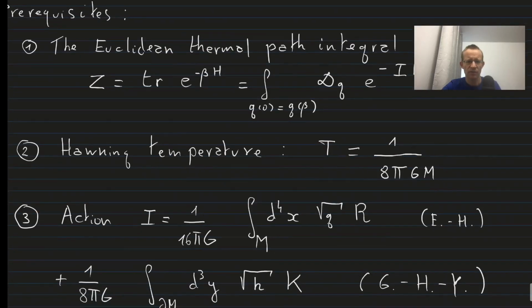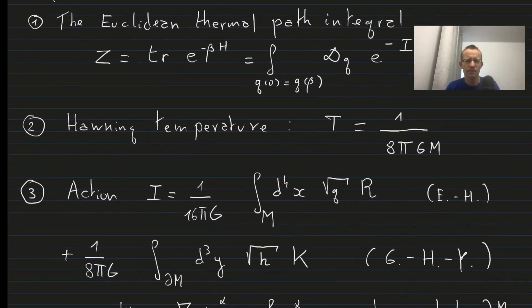The second prerequisite is that you know the Hawking temperature, which is 1 over 8 pi G Newton times the mass of the black hole.